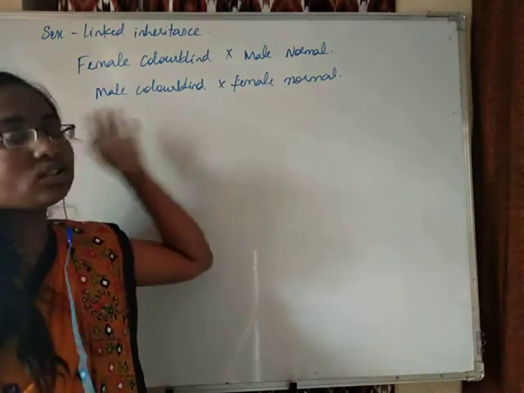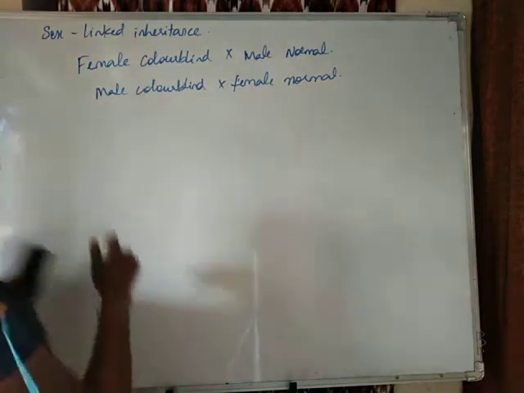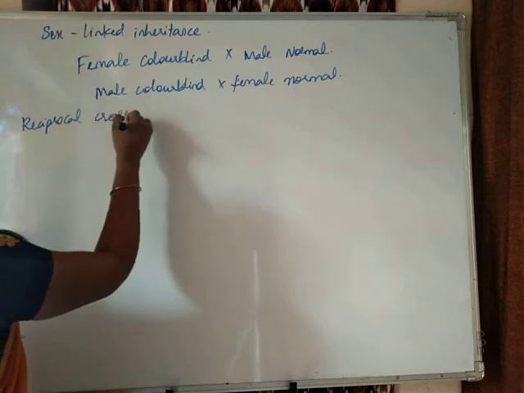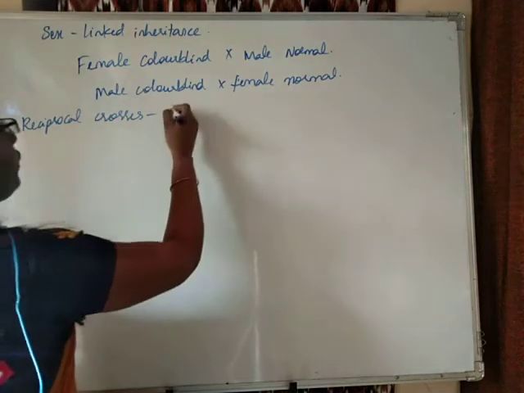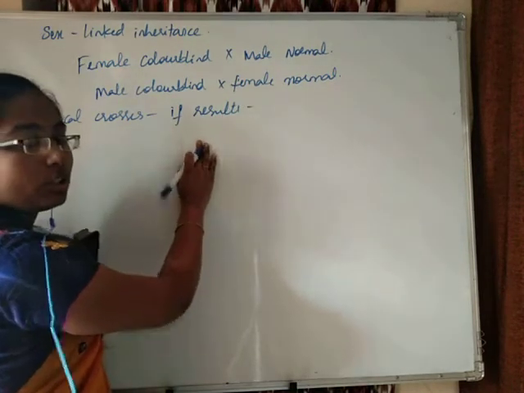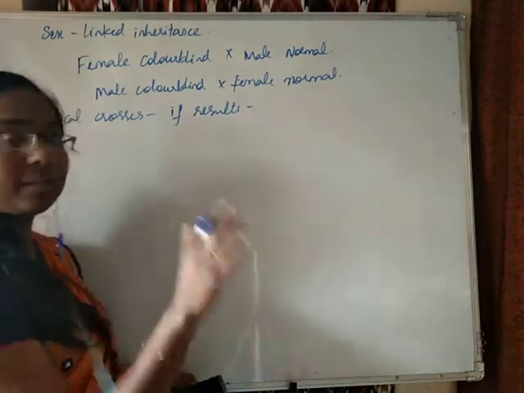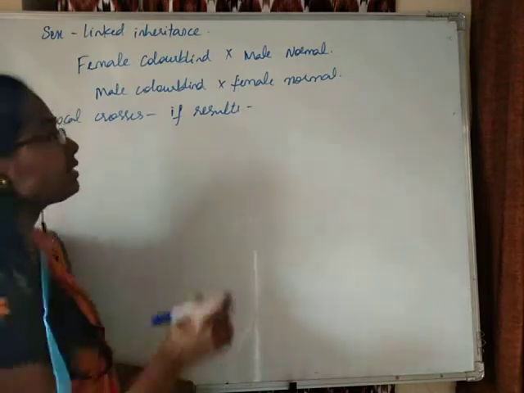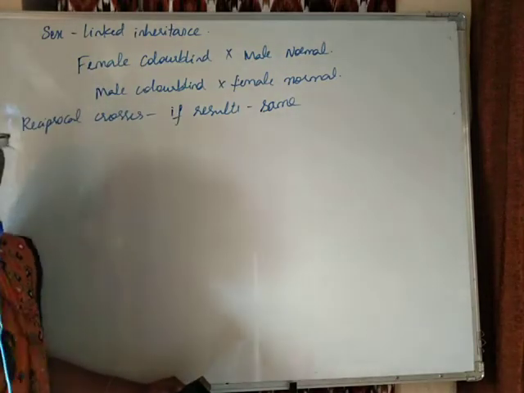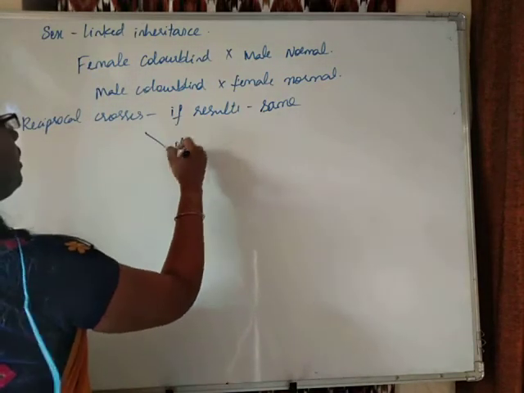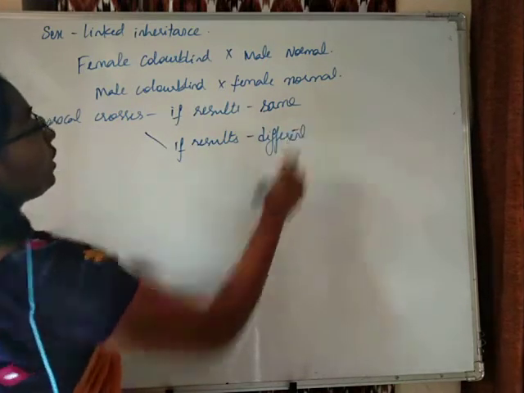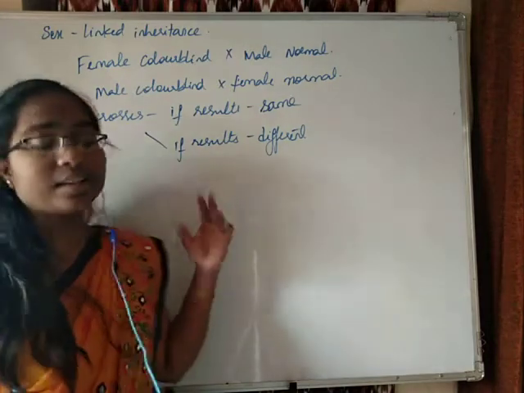So, in this way, this type of cross is called a reciprocal cross. Students, in some cases the results of the reciprocal crosses are the same, and in some cases the results of the reciprocal crosses are different.